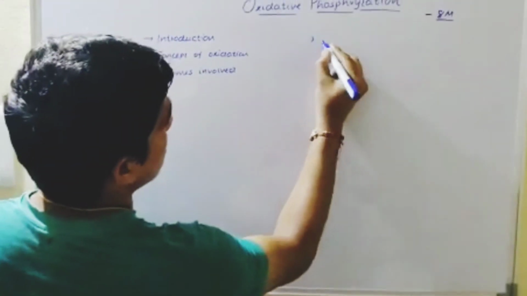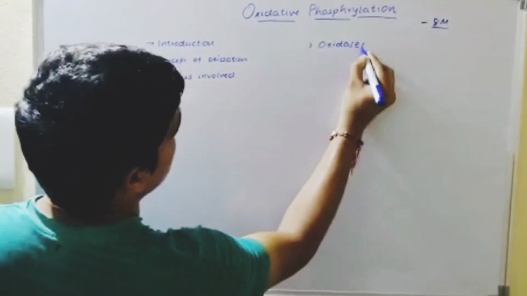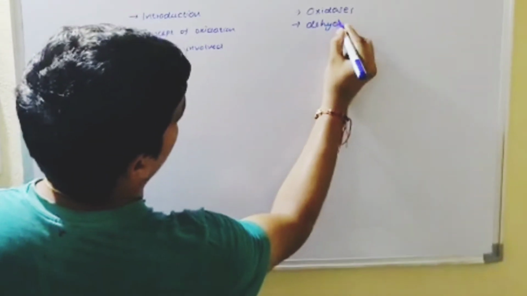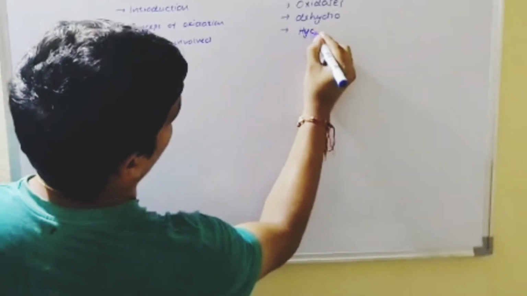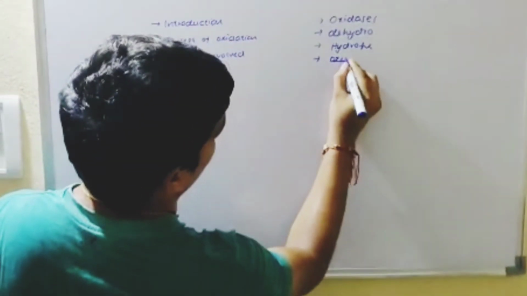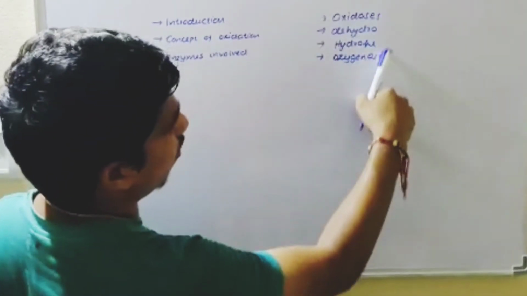Say along with me, friends. The first class is oxidases. The second class is dehydrogenases. The third class is hydroperoxidases. The fourth class is oxygenases. So let's discuss all these enzymes.